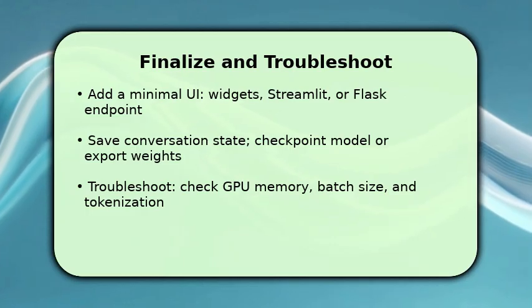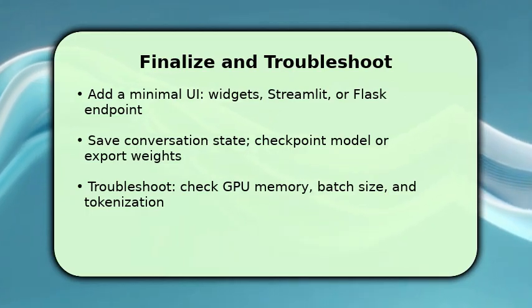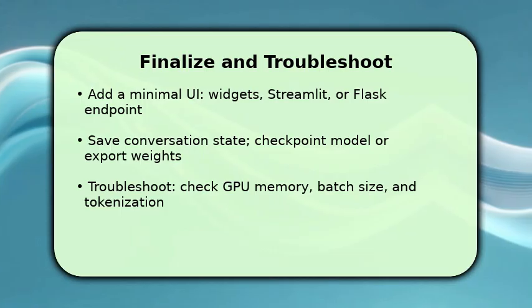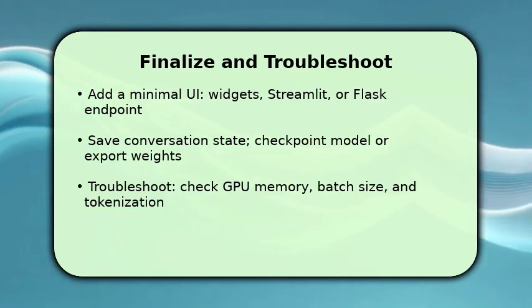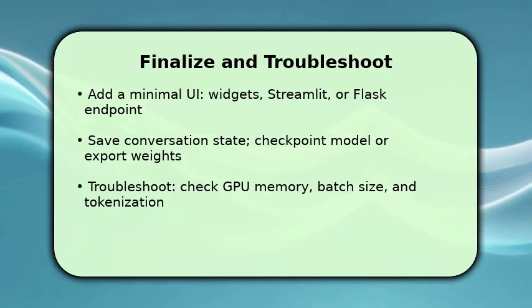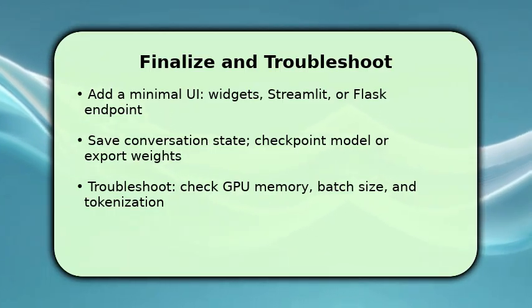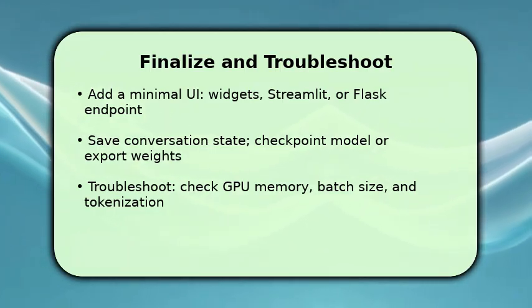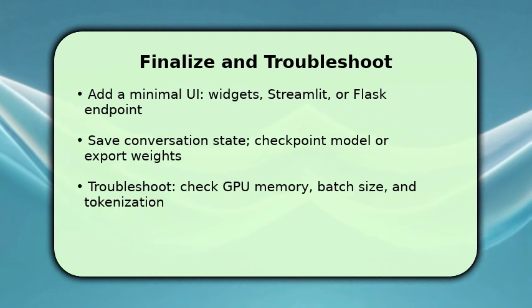If things go wrong, first verify GPU memory and lower batch size or sequence length, then confirm tokenizer matches model and that dependencies match versions. Finally, test with small inputs and gradually increase load to catch issues early, because iterative testing prevents larger problems.